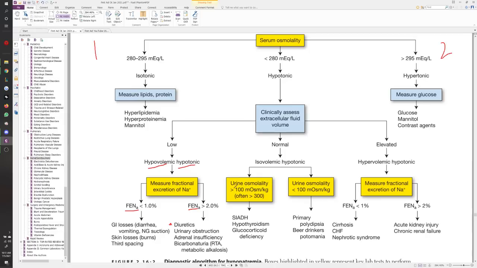So the first case scenario is this one, where the urine osmolality is more than 100, okay, often more than 300. What does this mean? So what we needed to check, right? This is the order you always go in.